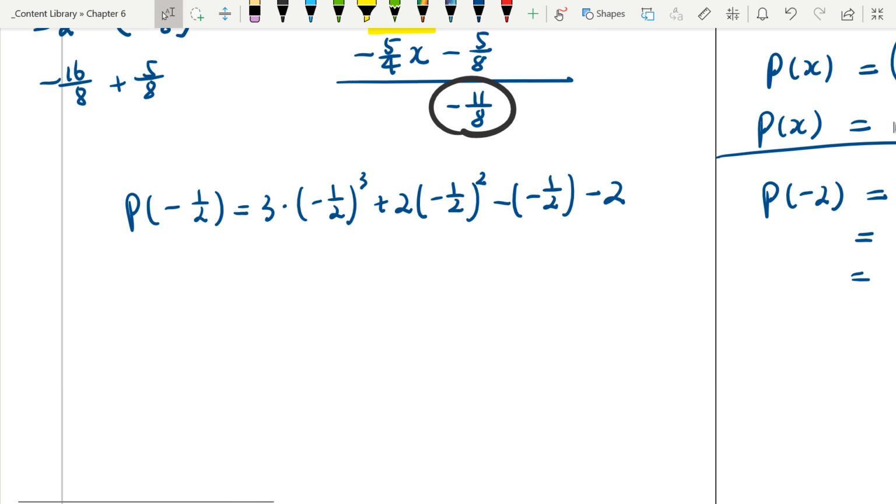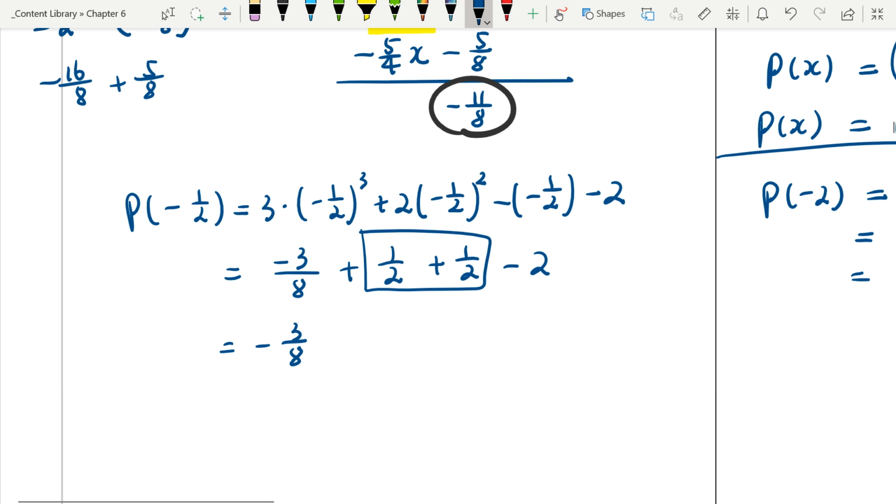When they ask you to substitute or show that, you must really show the substitution step. You can't just give me the answer. You must show this step. Okay, that's the substitution step. So that's minus 3 over 8. That's half times a half is a quarter. A quarter times 2 is a half. Plus a half minus 2. That's minus 3 over 8. That's a 1. 1 minus 2 is minus 1, and that's minus 11 over 8. Okay, 8 over 8, so it's minus 11 over 8.